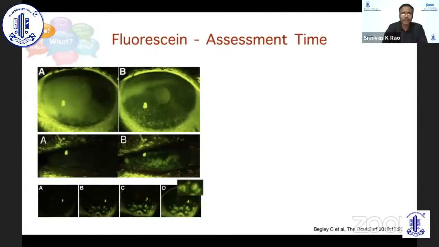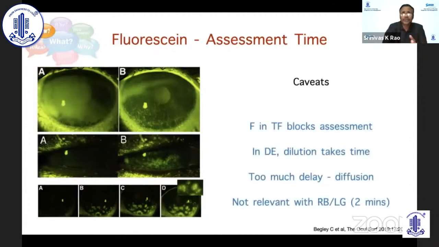The other thing was about the timing. We talked about that 0 to 1 minute or so. That is because initially, if you instill a little excess dye in the tear film, it blocks your findings. And if you wait for a minute or so, the excess dye goes away and then you can pick up the staining better. On the other hand, in a very dry eye, when you put the fluorescein, it takes some time for the lack of tears to dilute the fluorescein. And initially it's dark and quenched, but with time, you can see the staining.